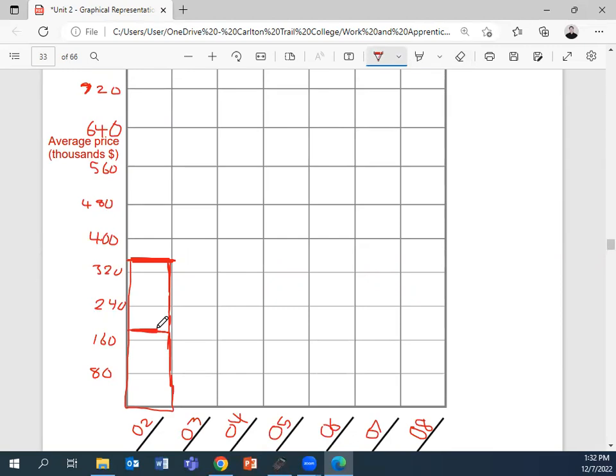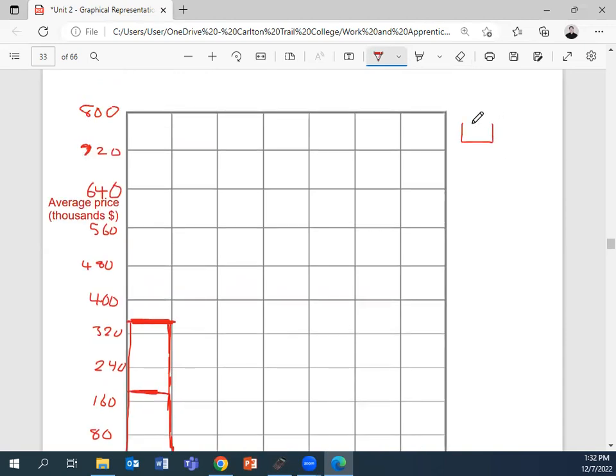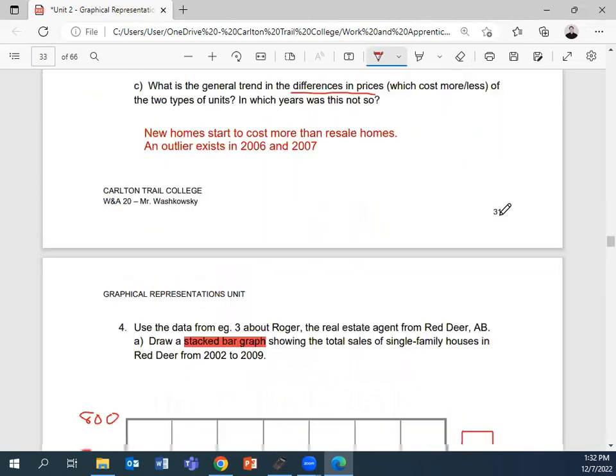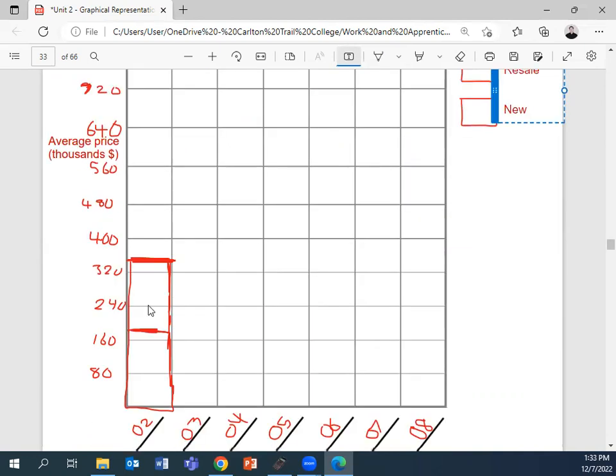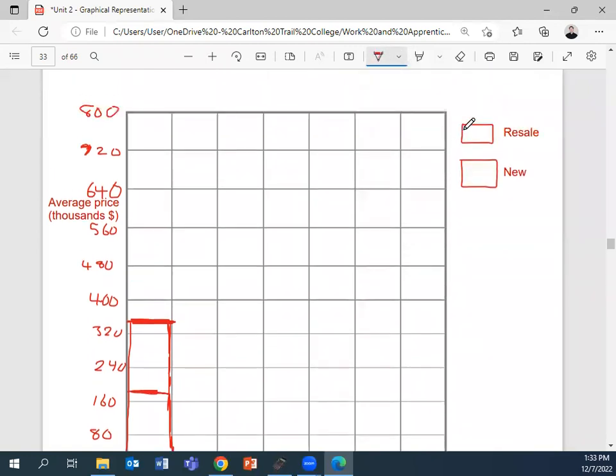But when you look at this, you don't know what's what, right? So now you need to make a legend. We need to make a legend so that we know what our resale homes are and what our new homes are. So we can look at this graph and we can figure out, oh, the top one's this, the bottom one's this. So you can put whatever you'd like there. I'm going to use little slashes for resale. And then little dots for new.